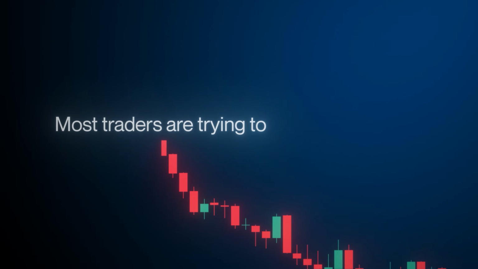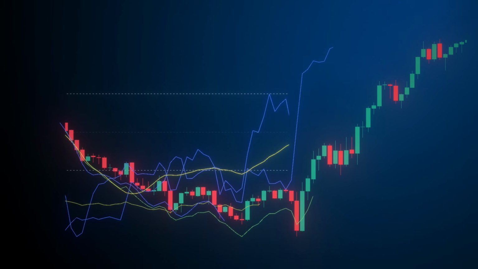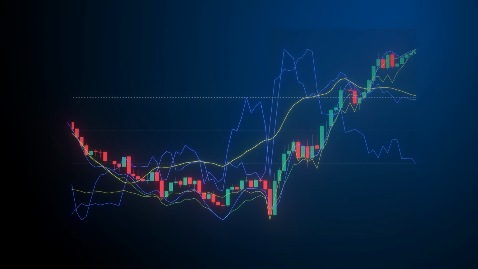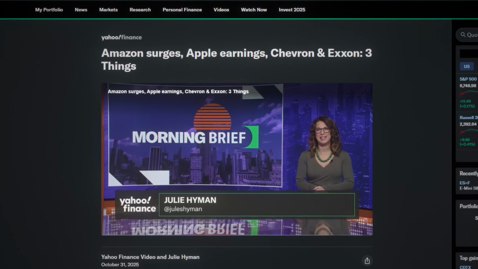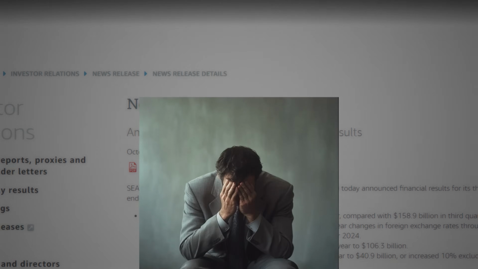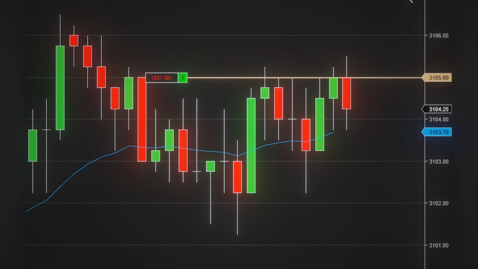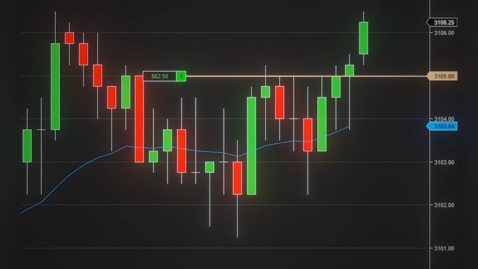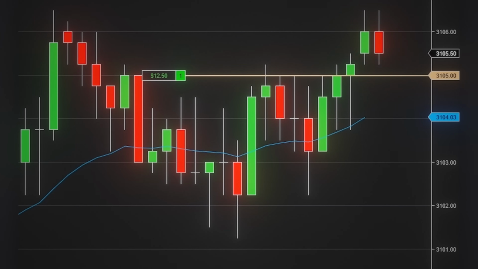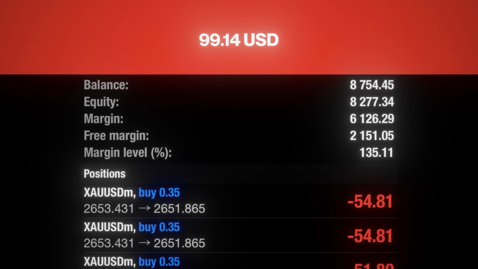See, most traders are trying to predict the ES market. They're trying to use 20 different indicators, drawing random trend lines, trying to guess market direction based on news, economic reports, or how they're feeling about the market that day. And here's what happens. They get into a trade on ES, it goes against them, they panic, they move their stops, they revenge trade, they overtrade, and before they know it, their account is completely blown. If you don't know what blown account means, it means that your account has gone to zero.